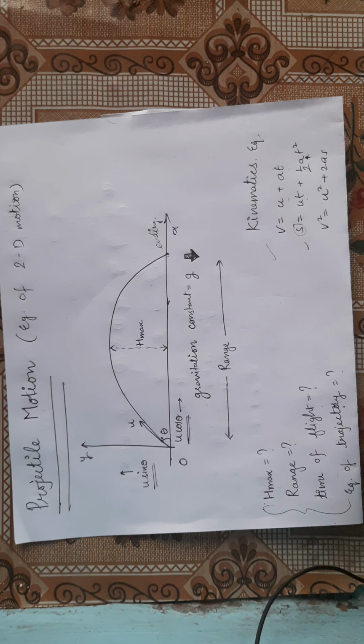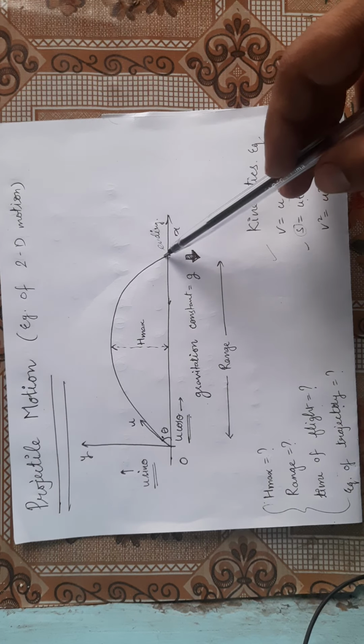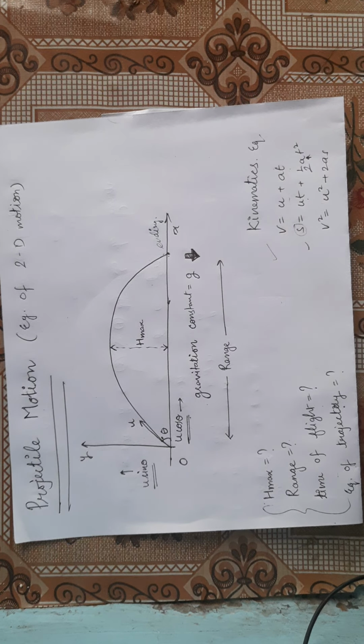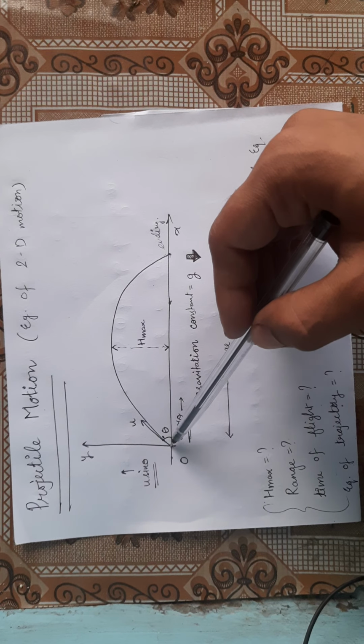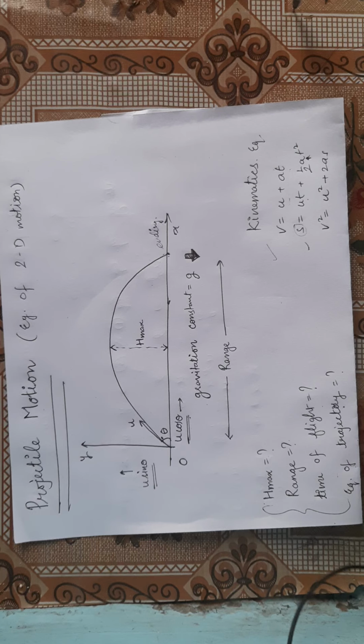What is projectile motion? Projectile motion is when a particle is thrown obliquely near the Earth's surface. It moves along a curved path. Such a particle is called a projectile and the motion is called projectile motion.